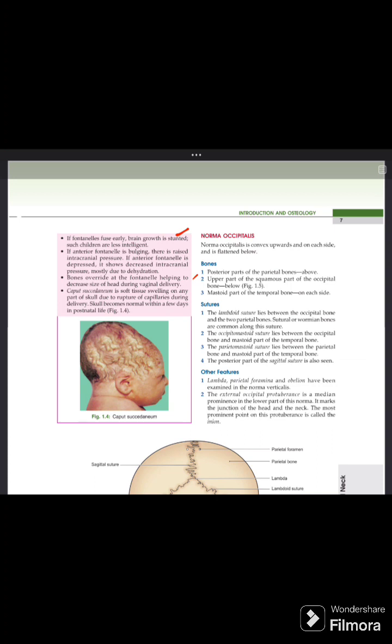And we talk about the caput succedaneum, which is a soft tissue swelling on any part of the skull due to rupture of the capillaries during the delivery. The skull becomes normal within a few days in postnatal life. So you can see this picture. What happens here is the capillaries rupture during delivery and the skull has a swelling. Soft tissue swelling is there on any part of the skull.